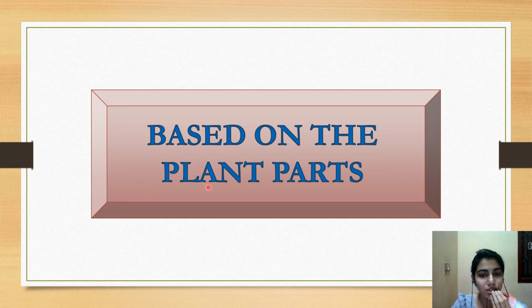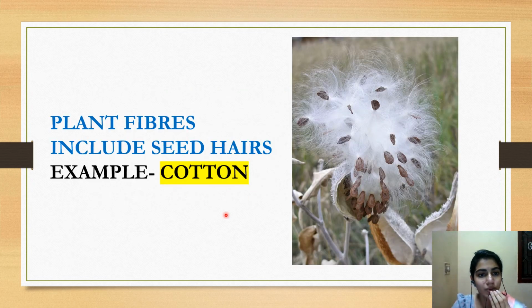So next, based on their plant parts, that is from which part of the plant is that fiber obtained, they can be divided into four. So we'll be looking at the first one. So the first one is the plant fibers, which include the seed hair. Okay, so example is cotton. You can see cotton which is attached with seeds, right? So from the seeds only this cotton is extracted and then made into fabric from the fibers obtained.